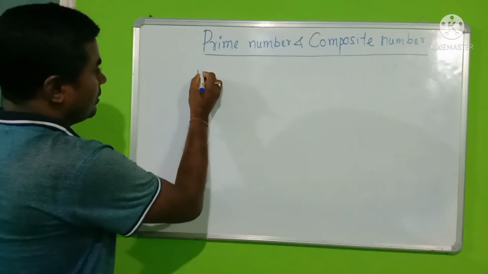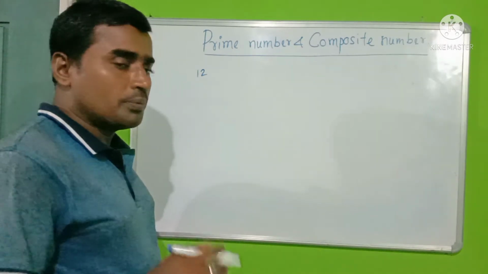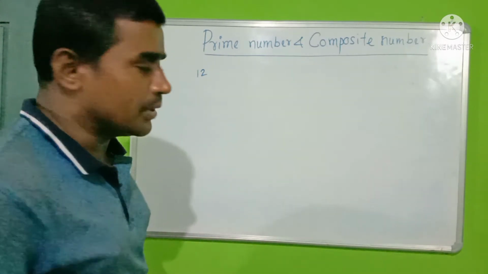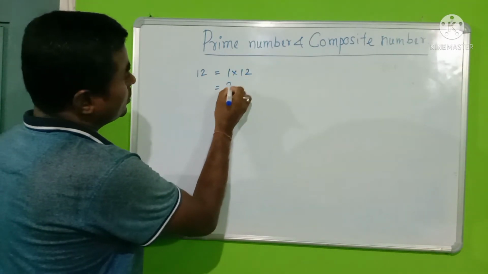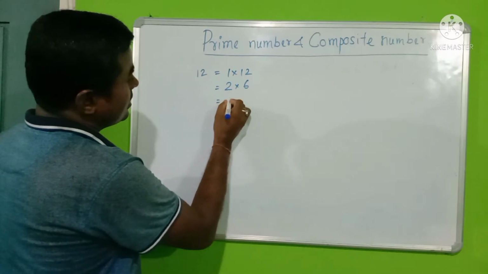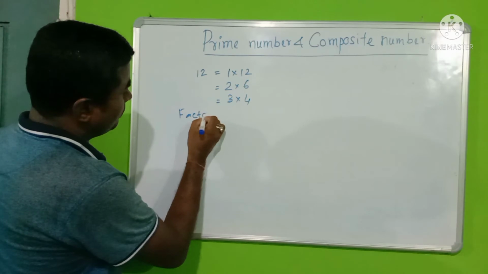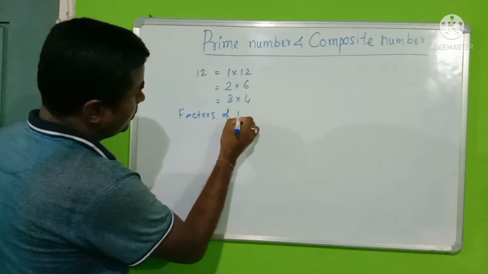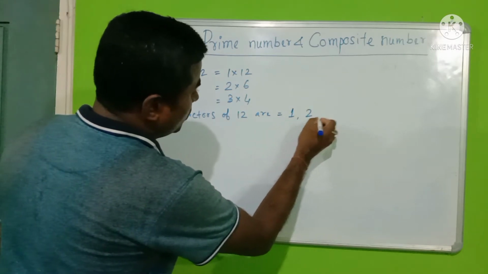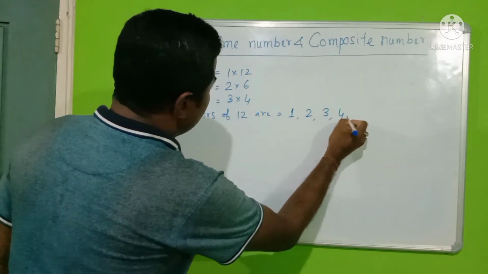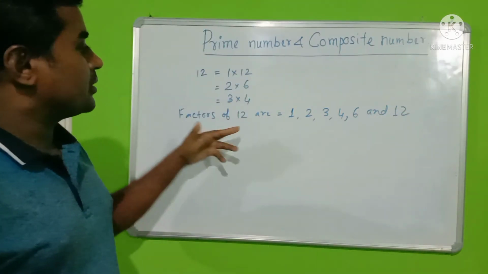I take 12. Is 12 prime or composite? We need to check. So first we find all the factors of 12. 1 into 12, 2 into 6, 3 into 4. So the factors of 12 are 1, 2, 3, 4, 6 and 12. Now observe how many factors 12 has.